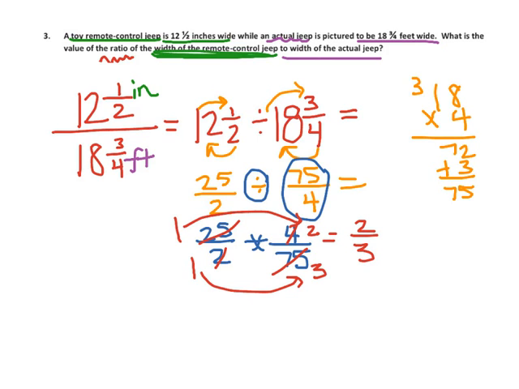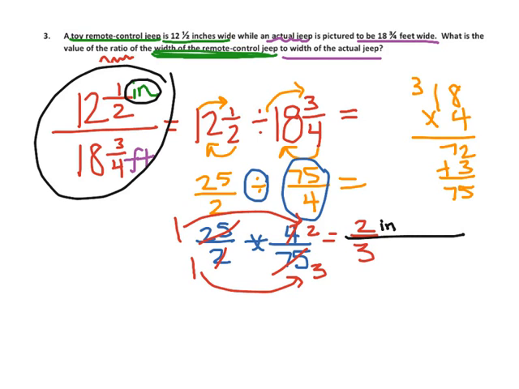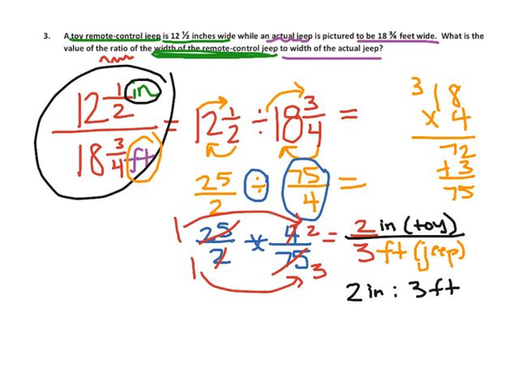Okay, what is the ratio, the value of the ratio? Well, let's pause. Go back to this complex fraction. What does the numerator represent? It represents the inches and it represents the toy. Okay? The denominator, therefore, represents the actual car or the Jeep, and that's going to be in feet. Let me fix that. It's a little sloppy. Sorry. Feet, and that's the Jeep. Okay. You can write it in this format. I would definitely put the inches and the toy and the feet and the Jeep next to it. You can also write it as 2 inches to 3 feet.